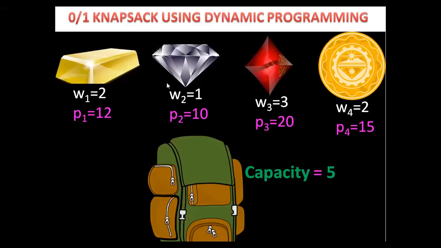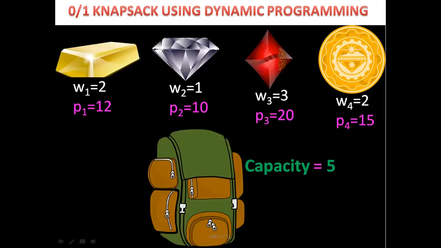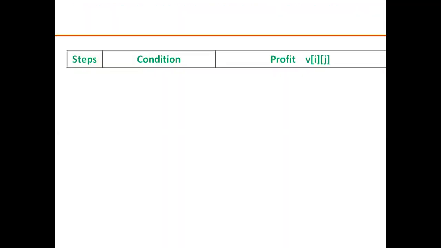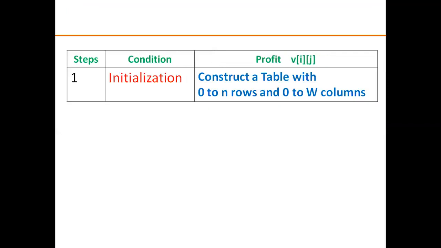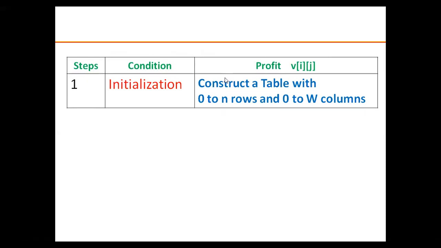Now coming back to zero-one knapsack. Here we have a bag with capacity 5 and 4 objects with their own weights and profits. To find the optimal solution, we have used the following conditions, which have already been discussed. First, I need to construct a table with n rows and w columns, where n indicates the number of objects and w the capacity.